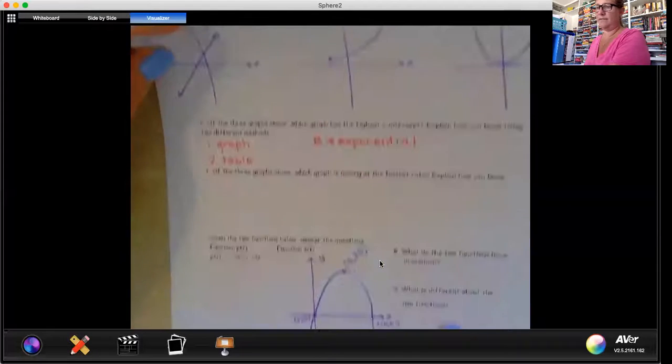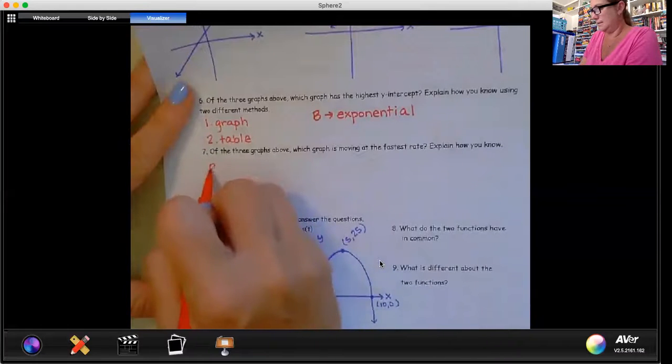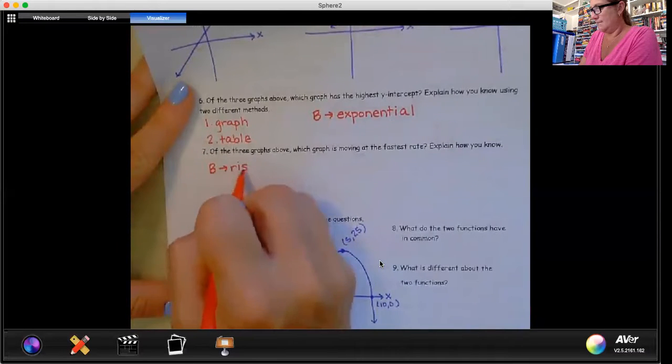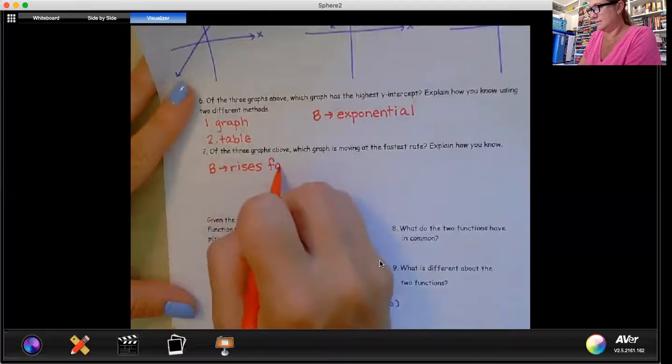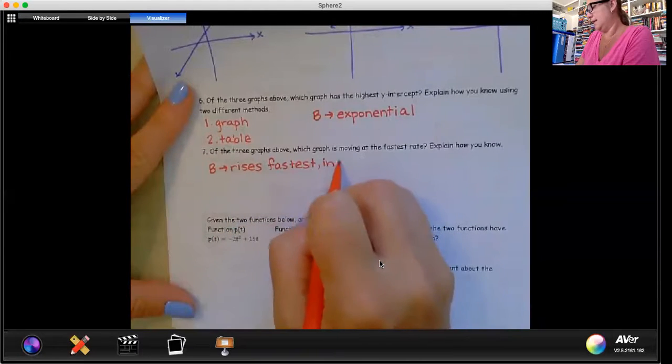And of the 3 graphs above, which graph is moving at the fastest rate? Well, we kind of just answered that. B rises fastest. And it is increasing exponentially.